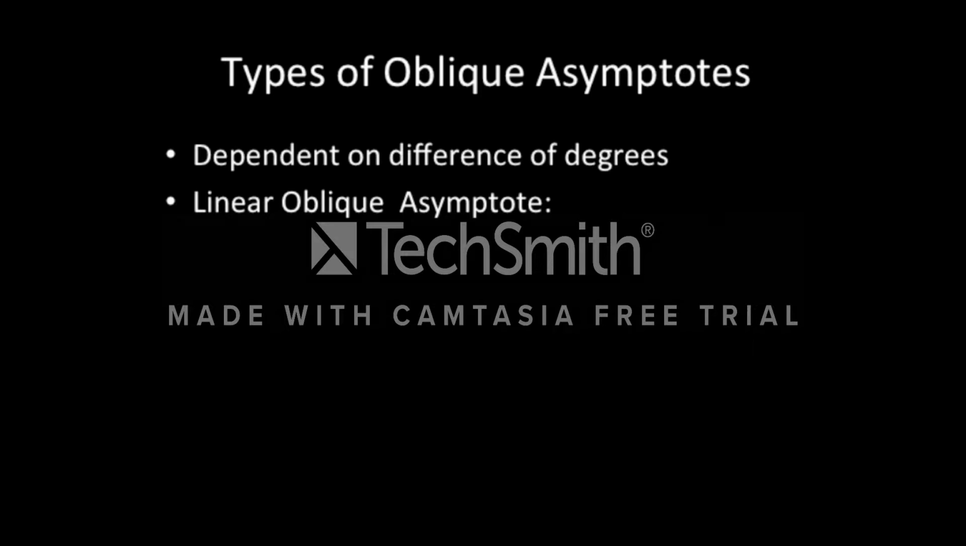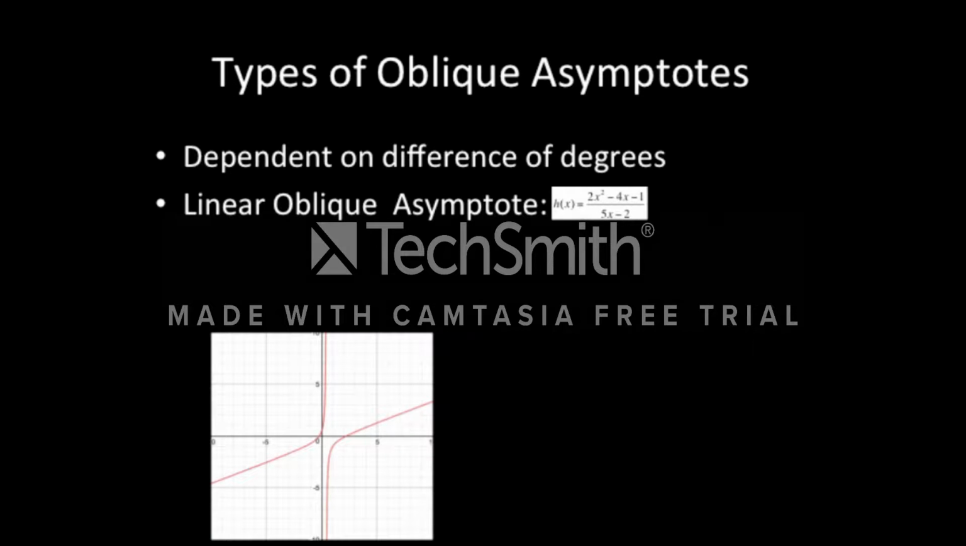For example, a linear oblique asymptote could have an equation such as this, in which the degree of the numerator is 1 more than the degree of the denominator. The graph of this equation would look as such.